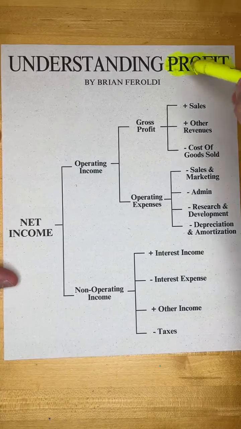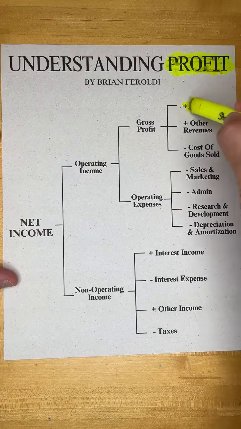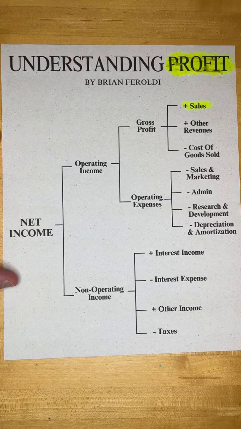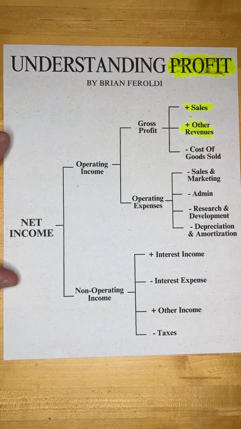How to find a company's profit. First thing we do is we start with the company's sales, which is also called revenue. Now from there, we have to add in any additional sources of revenue that a company may have.